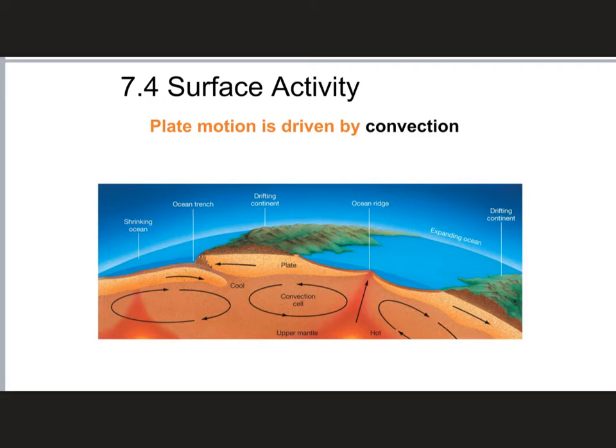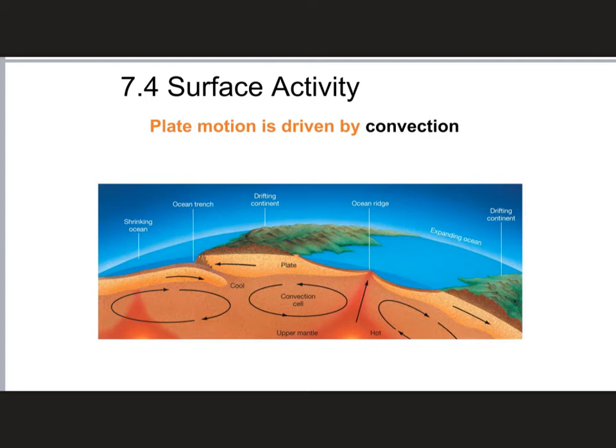So, what is it that causes the plates to move around in the first place? It turns out that plate motion is driven by convection. Now, we already talked about convection. It's the motion of mass involved with the transfer of heat. And so, as the heat is transferred, the mass is moving around.